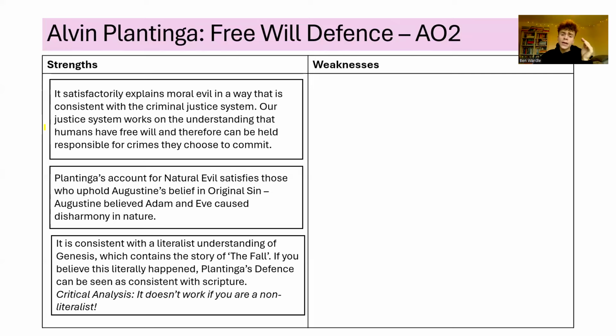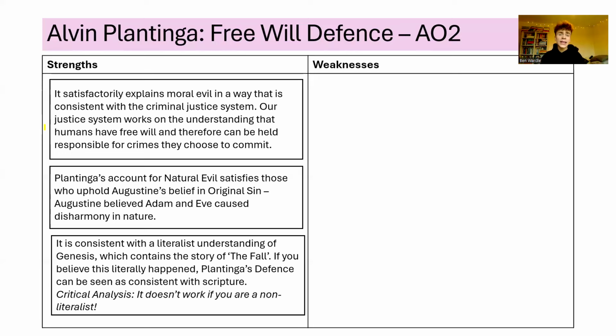And I think with Plantinga's free will defense, the stronger element, you could argue, is the defense of moral evil, because evil is the price to be paid for that greater good of free will. However, I do think we could argue in the exam that it is then weaker, or less effective, when it comes to natural evil, because it then depends on this literalist understanding of Genesis.